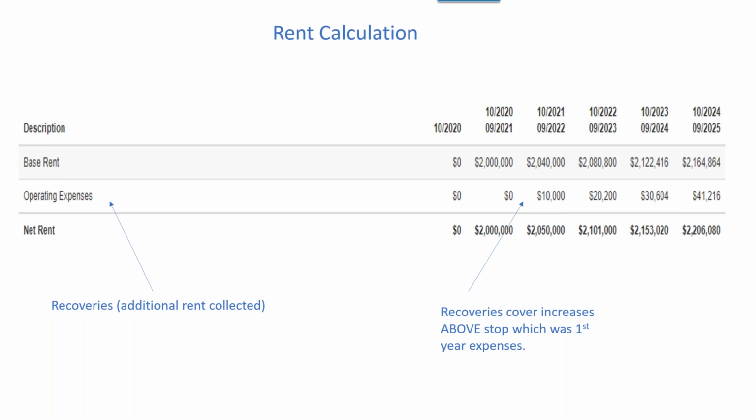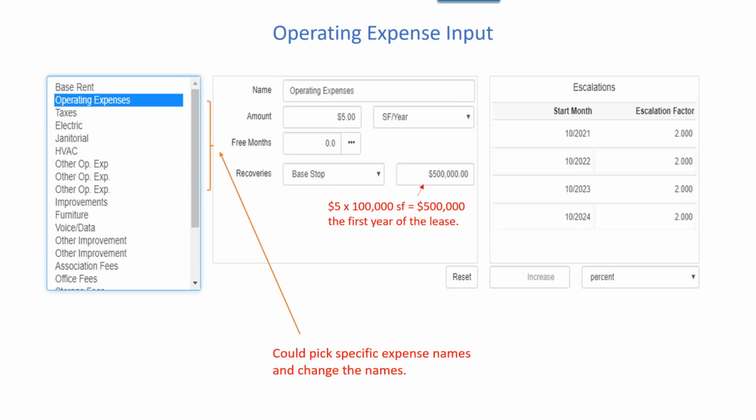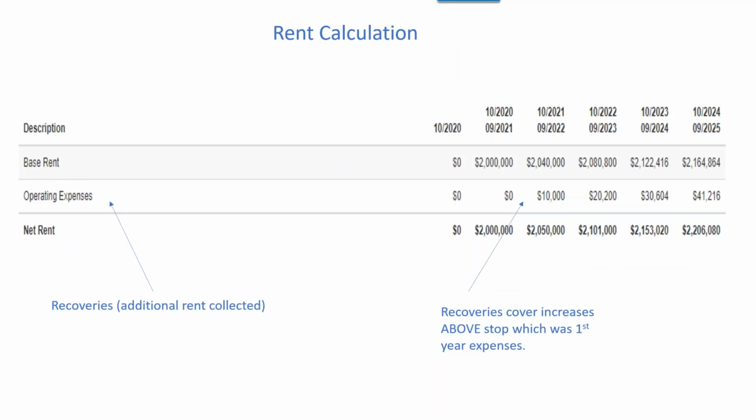So we went above the 500,000. Remember, we had a stop of $5 per square foot or 500,000. So expenses increased above that. In the first year, the owner was covering them, but that increase now is being passed through. It works out to be $10,000 that we're able to pass through to the tenant. And then that pretty much doubles, right? Even more than doubles the second year as the expenses are going up even more above the stop amount.